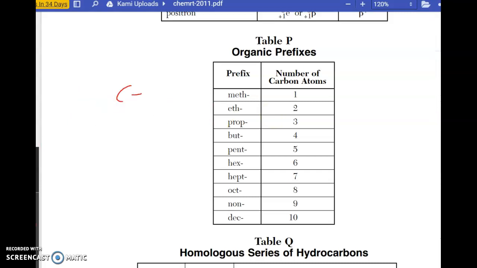Let me just show you a drawing of what that looks like. So 1 carbon, and it has 4 bonds. It's going to start with meth. 2 carbons bonded together, and it also has to have 4 lines coming off of each one. That's going to start with eth. 3 carbons, each with 4 lines coming off of it. That would be prop. So it always starts with this prefix depending on how many carbons there are.